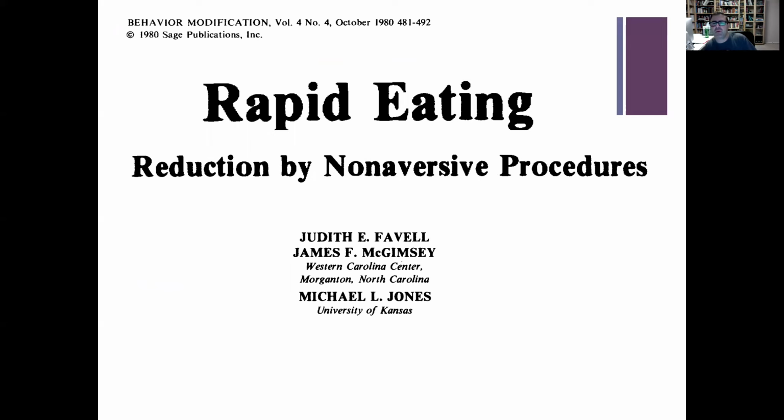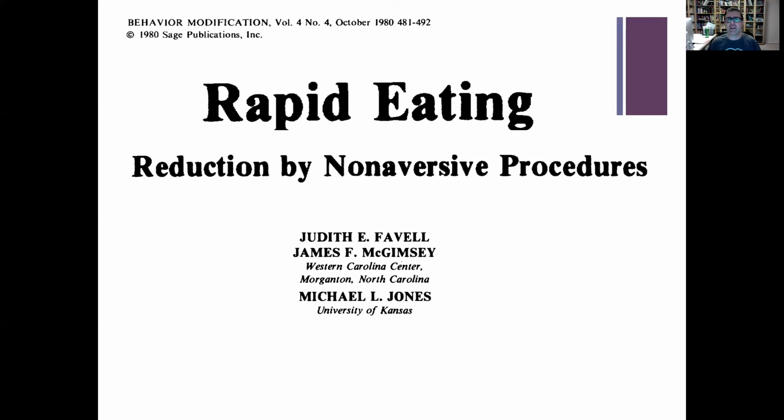Here's an example of an article in which they did use a space responding DRL. This is an old article from 1980, but for rapid eating. Now notice that's a perfect example of a DRL. You want to differentially reinforce low rates of behavior, right? I mean, eating very rapidly might not be very good for you. So you still need to eat. You don't want to eliminate this behavior, but you want this behavior to occur at a lower rate, right?